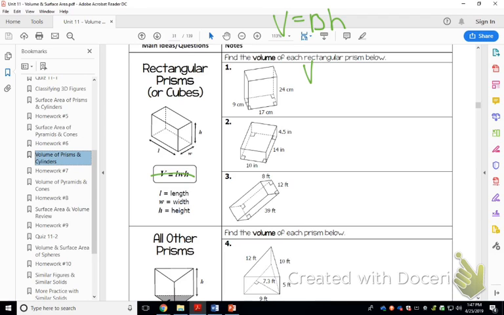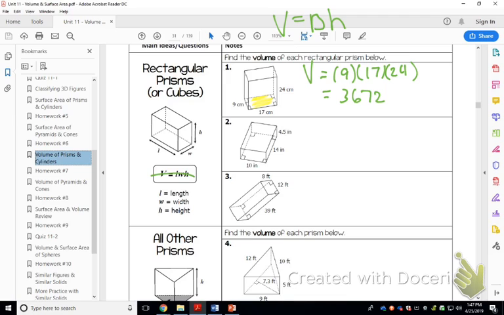So the area of our base. Let's go ahead and highlight him. There he is. So that's going to be what? Thank you, Brianna. 9 times 17. And then what's the height? What's the distance between the two bases? The height is 24. Okay, so multiply that out.